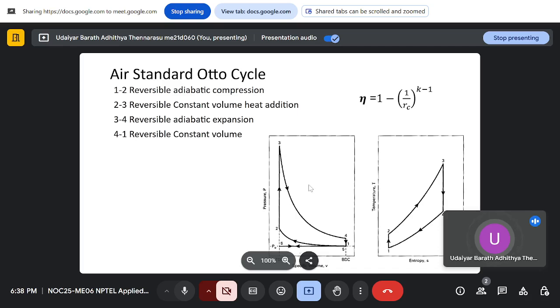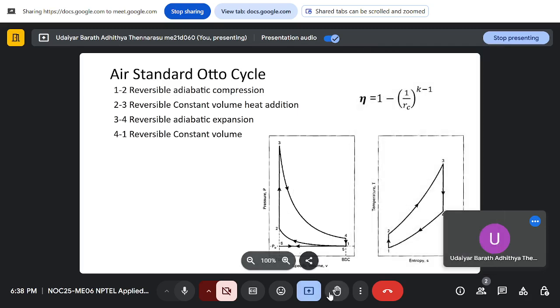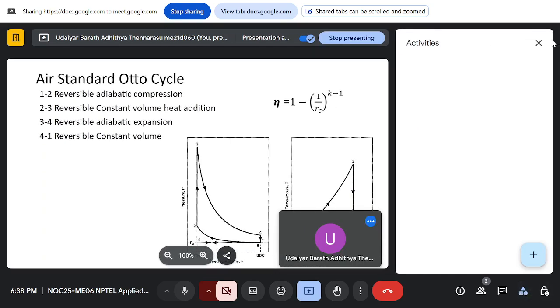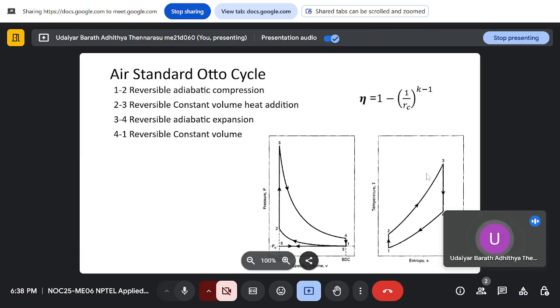So this is denoted in the PV diagram, and the same is shown in a TS diagram, with the isentropic processes and the constant volume lines for 2 to 3 and 4 to 1. The efficiency of this Otto cycle is represented as efficiency = 1 minus 1 by the pressure ratio raised to the power gamma minus 1.